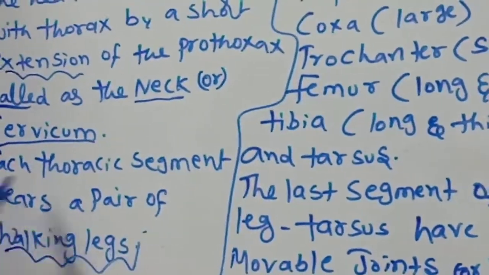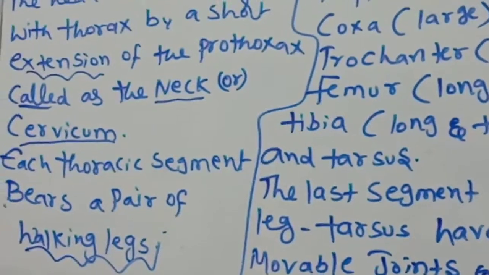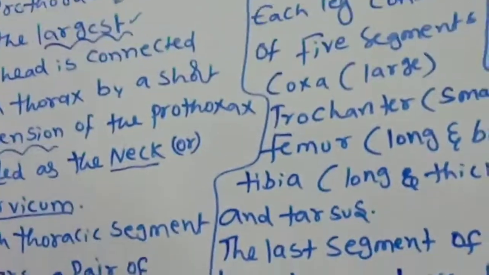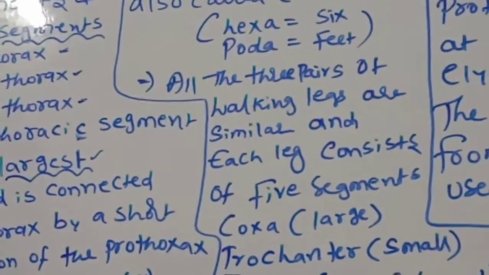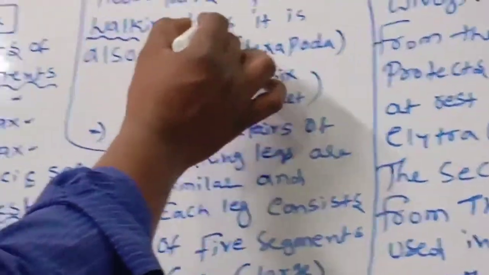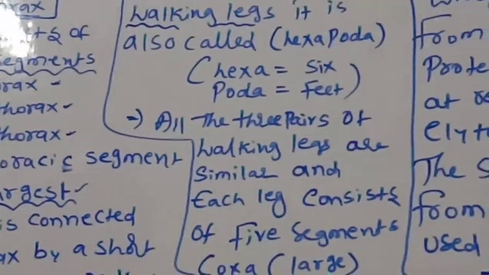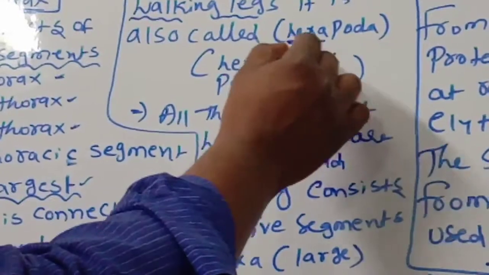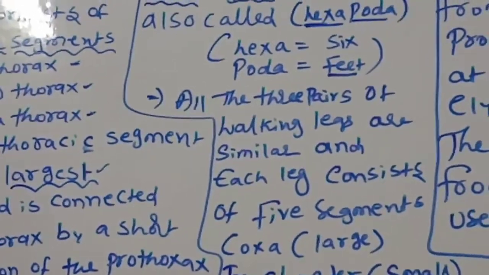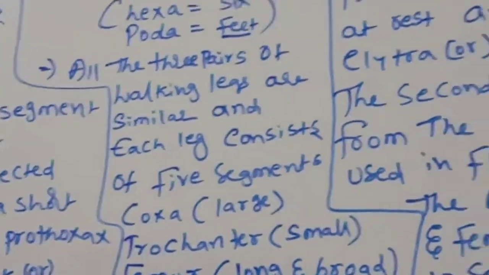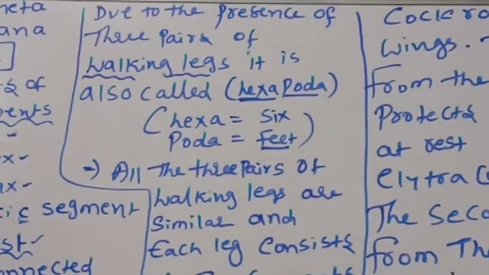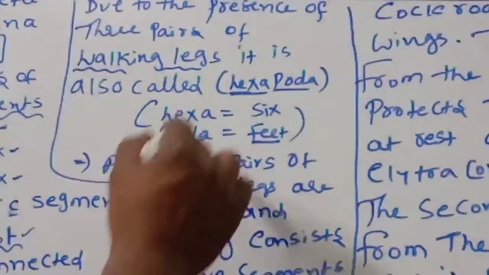How many thoracic segments? Three: prothorax, mesothorax and metathorax. Each thoracic segment has walking legs. Due to the presence of three pairs of walking legs, it is also called Hexapoda. Hexa means six, poda means feet. So, prothorax has legs, mesothorax has legs, metathorax also has legs.